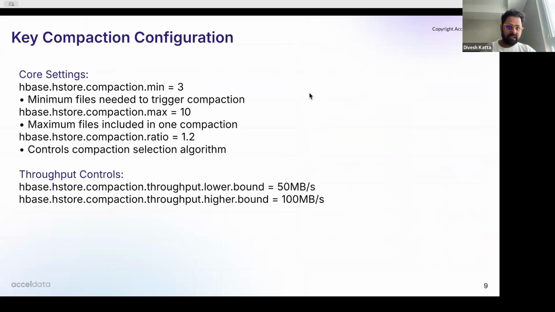Key compaction configuration. These parameters control how aggressive your compaction strategy is. Let me break down what each one actually does in practical terms.